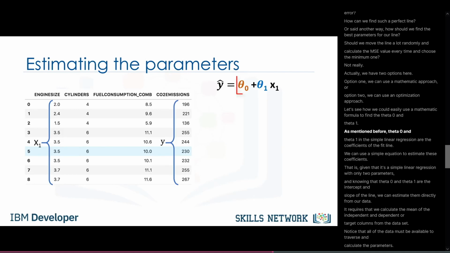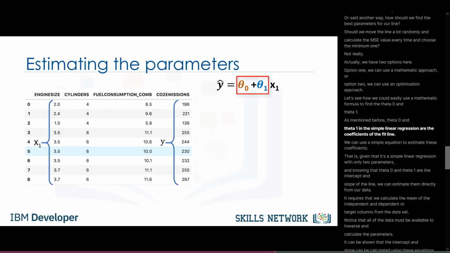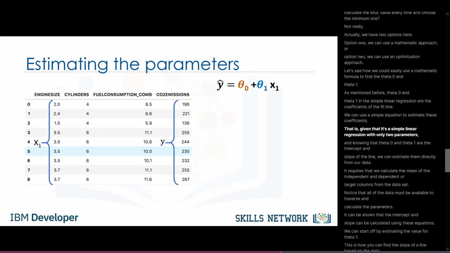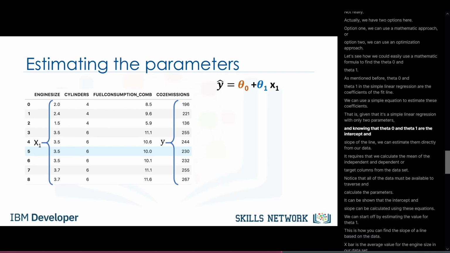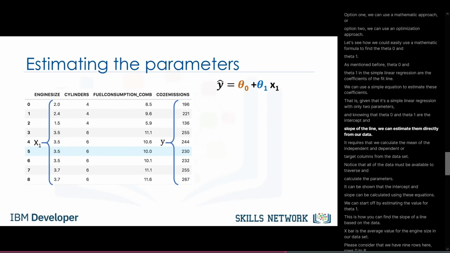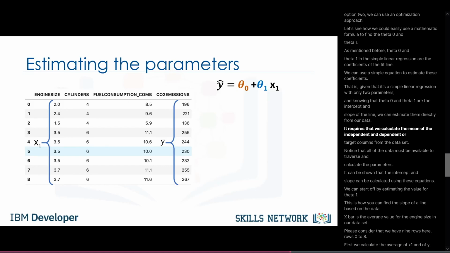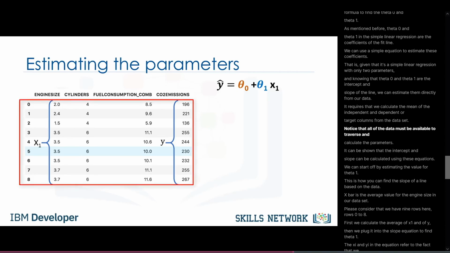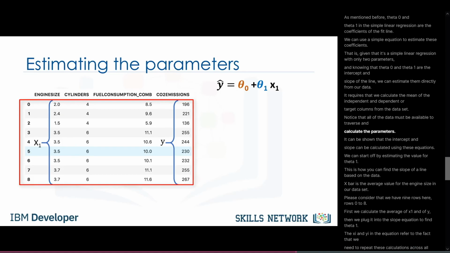As mentioned before, theta 0 and theta 1 in the simple linear regression are the coefficients of the fit line. We can use a simple equation to estimate these coefficients. That is, given that it's a simple linear regression with only two parameters, and knowing that theta 0 and theta 1 are the intercept and slope of the line, we can estimate them directly from our data. It requires that we calculate the mean of the independent and dependent, or target columns, from the data set. Notice that all of the data must be available to traverse and calculate the parameters.